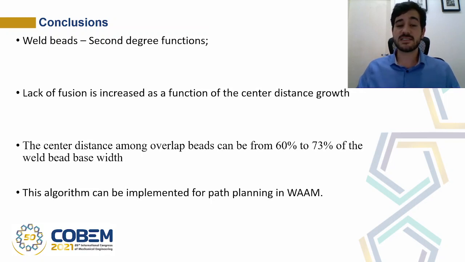The center distance among overlapped beads can be from 60 to 73% of the welded bead width, corroborating with the related studies evaluated in this paper. However, the present study evaluated that the best center distance is about 60% of the welded bead width, which decreases the defects that we could see in the other experiments.